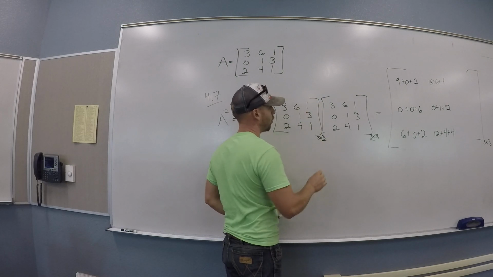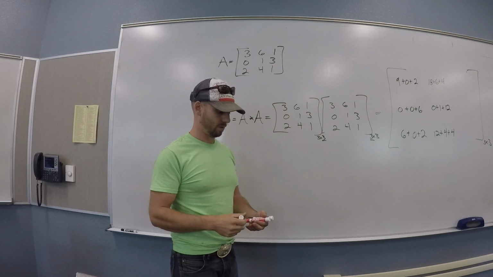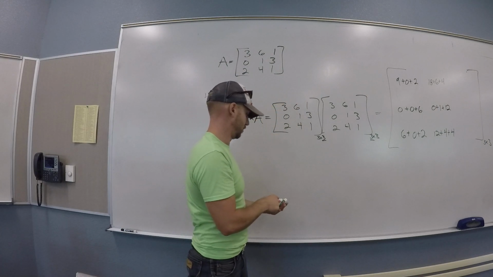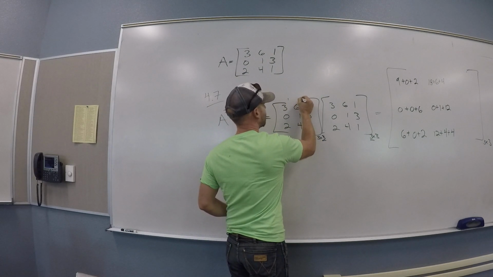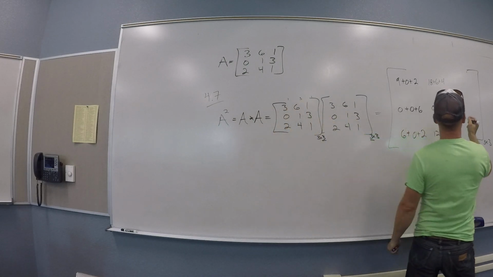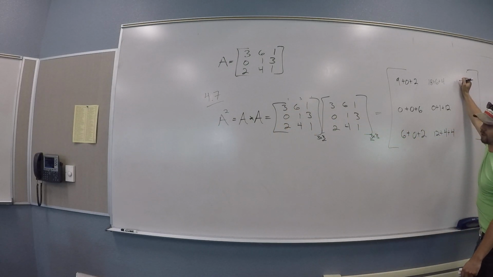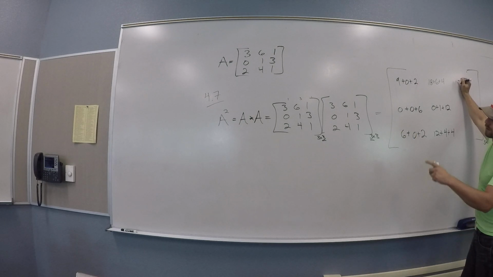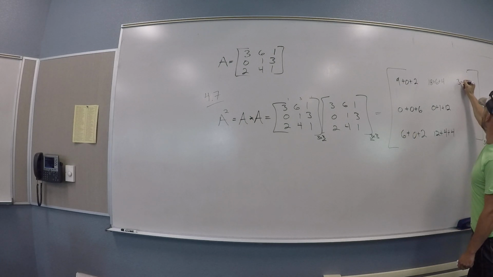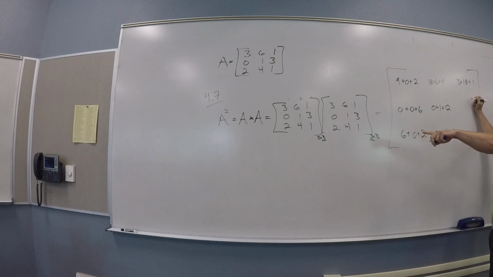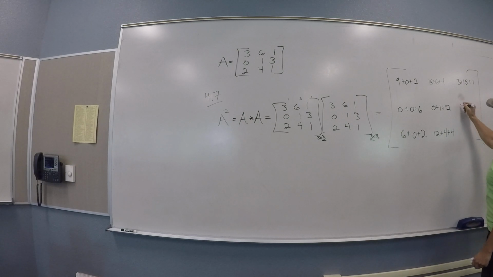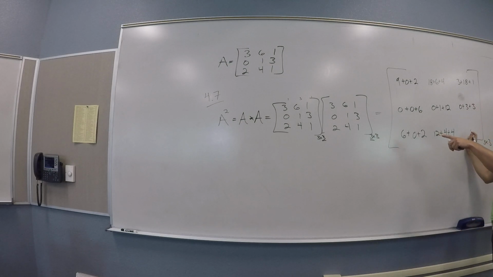Instead of picking up 614 and dropping it on, what am I going to pick up? 131. 131, drop. So that would be up here. What do you guys see? What do you got? 3, 18, 1. 3 plus 18 plus 1. Nice. And middle row, 0, 3, 3. Oops, put it in the right spot. 0 plus 3 plus 3. And last spot, 2 plus 12 plus 1.